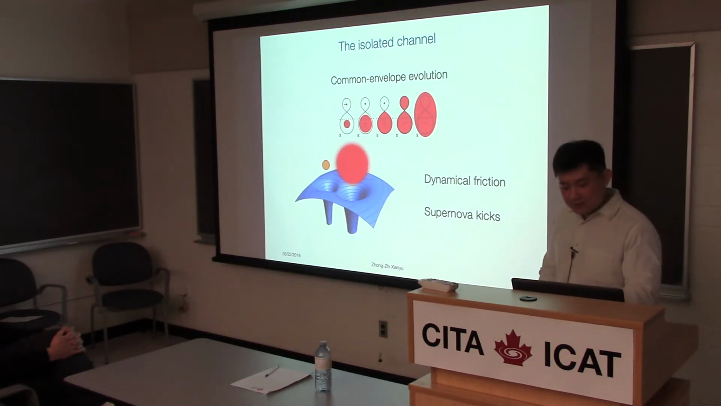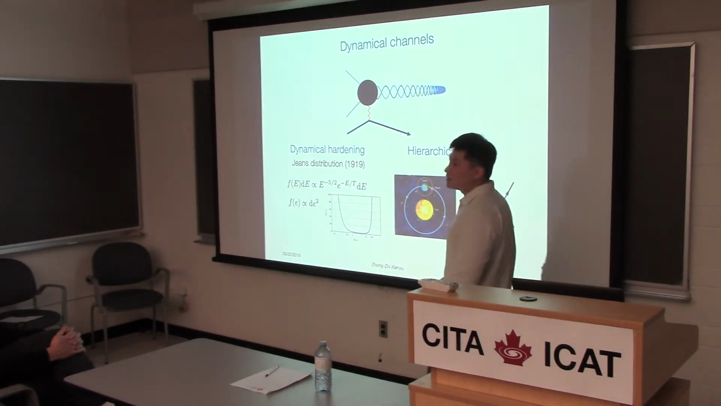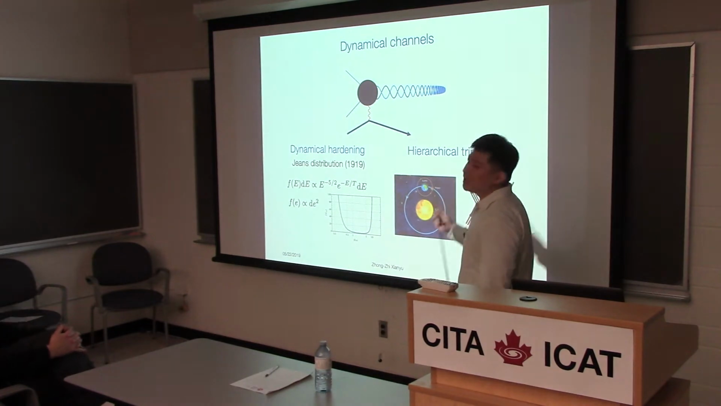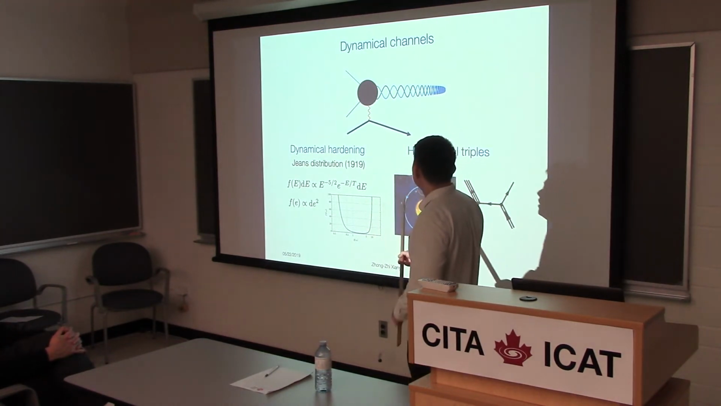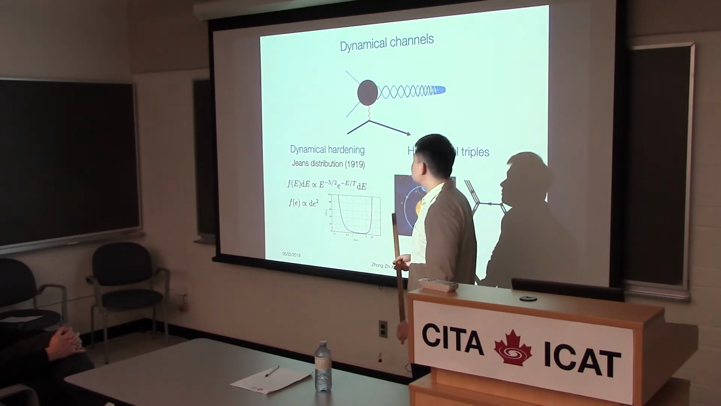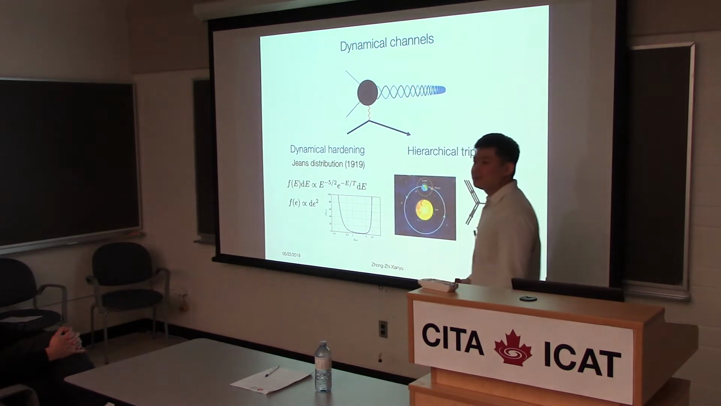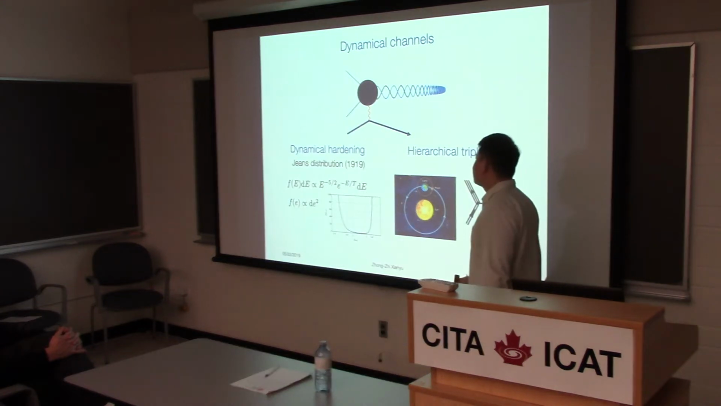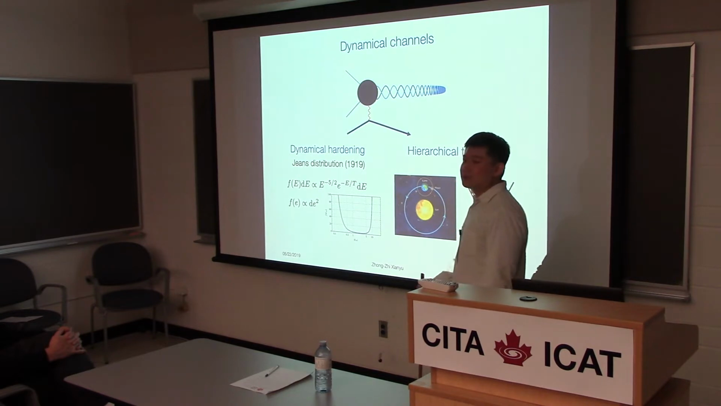At the same time, people also talk about the so-called dynamical channels. Here, imagine we have two black holes to begin with directly, instead of two stars. Then these two black holes somehow interact with a third body. You may say, okay, this kind of three-body interaction is quite rare because it's difficult to encounter a third body. But this is possible if you are in a very dense environment.